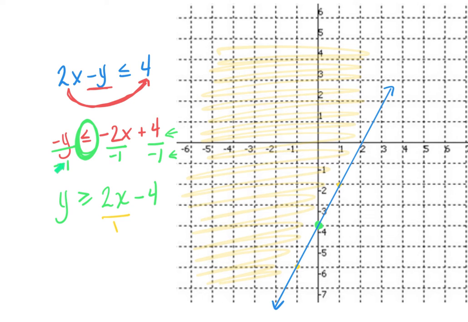Divide everything by negative 1. What's in front of the y? So this becomes positive y. Remember, we divided by a negative, so we're going to flip that sign. Negative 2 divided by negative 1 is 2. Positive 4 divided by negative 1 is negative 4.